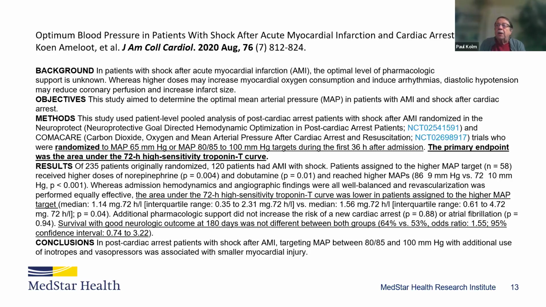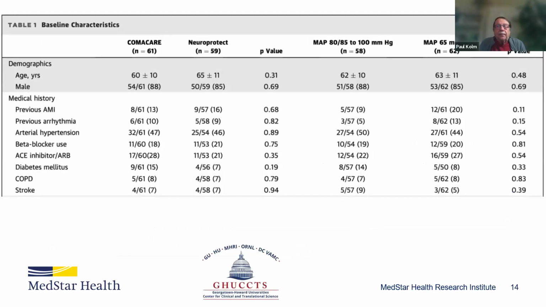And so what I want to do is I want to go through some of their specific presentations here. And we'll start out with table 1. And so they have, first of all, the two data sets here, the ComaCare and the Neural Protect. You can see that the ends are fairly small. So as they mentioned before, what they've done in their methods is they've taken patients from these two studies, and they've taken the ones that have an MAP greater than 100 or greater than 80 and ones that are 65.